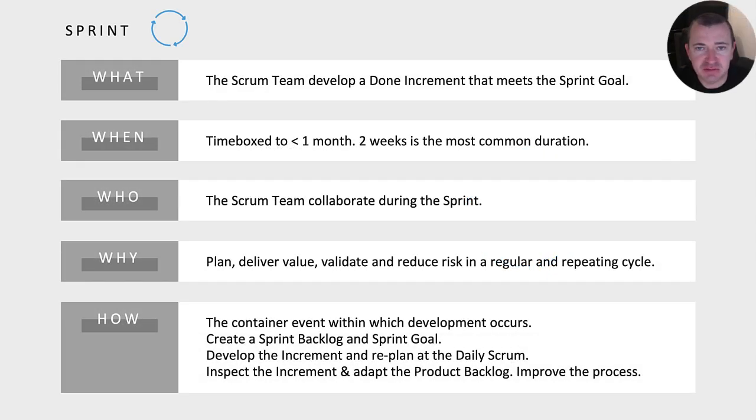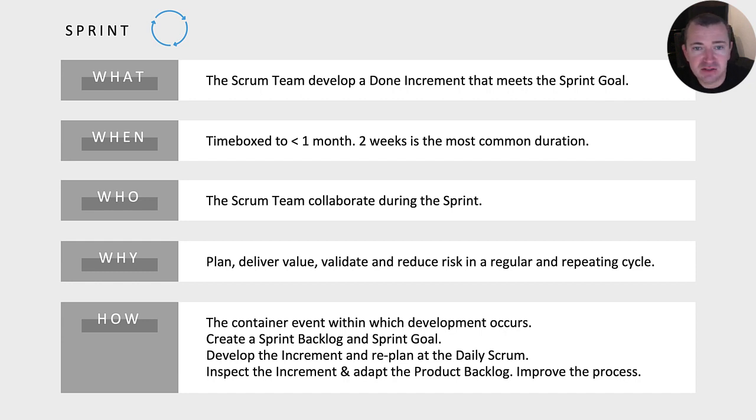Sprints are the heartbeat of Scrum, where ideas are turned into value. A sprint is a time box of 1 month or less, during which a done increment is created that meets the definition of done and achieves the sprint goal. Sprints contain the other Scrum events and the work to create the increment. The sprint is a container event for the other events and work.